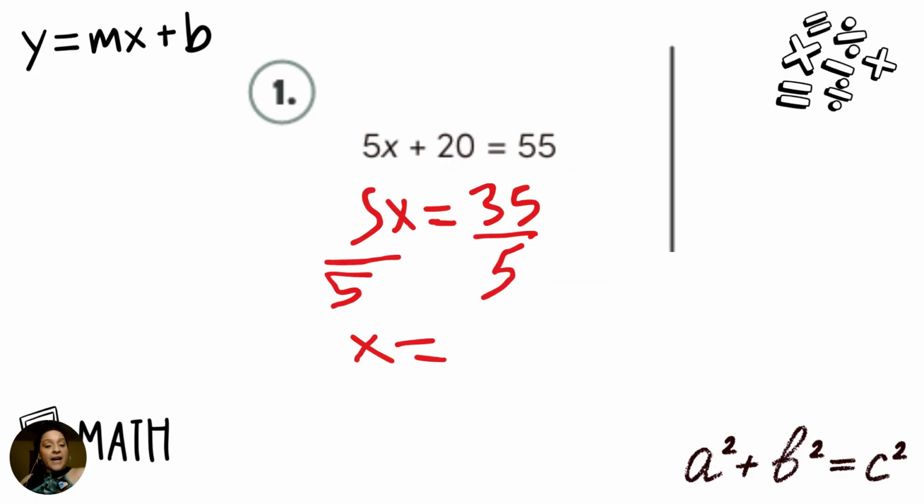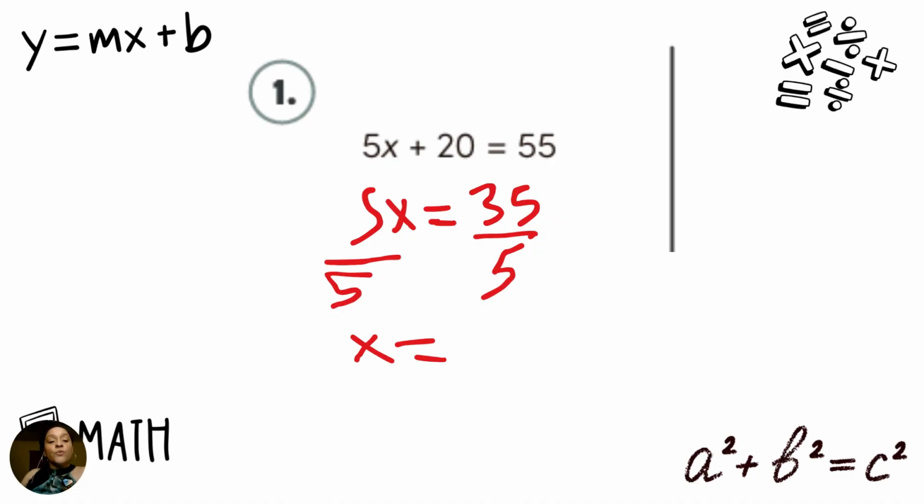So here is our next step. We have 5x equals 35. Now, is the x by itself? No, the x is not by itself. So in order for us to do that, we have to use the opposite of multiplication. The 5 is hanging on to the x because it's 5x. It's being multiplied. The opposite of that is division.